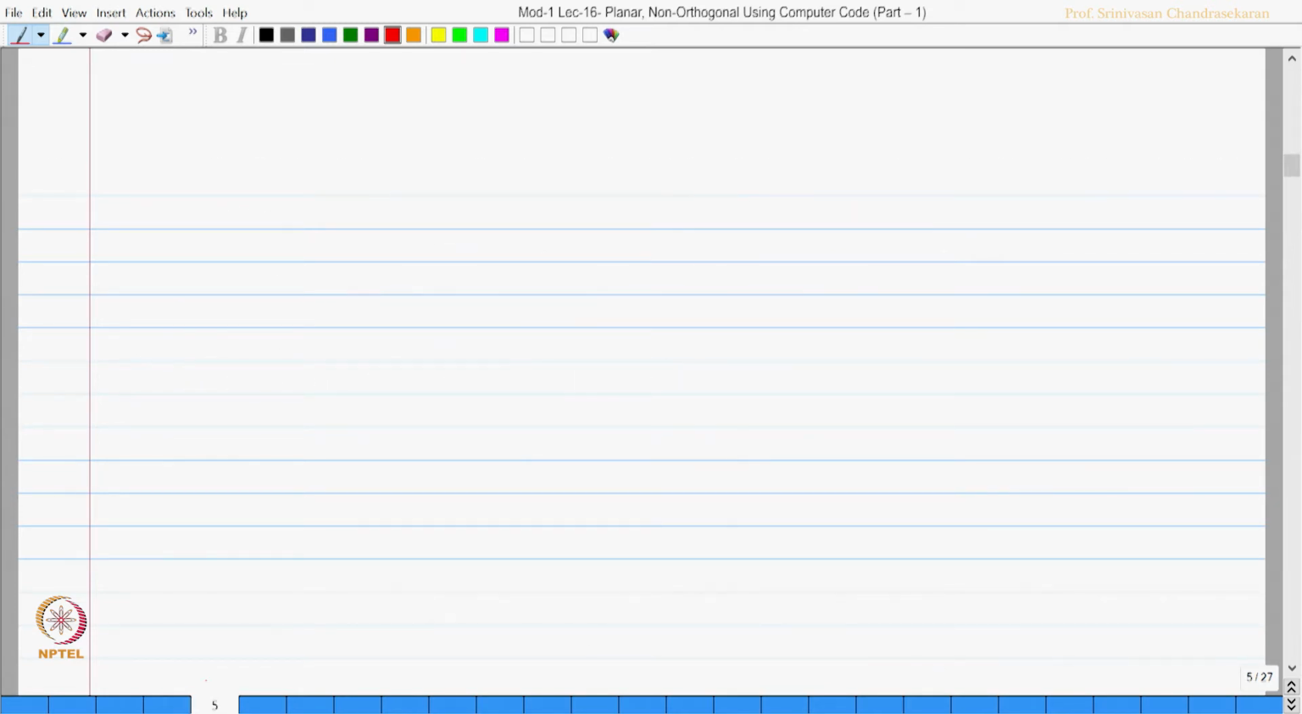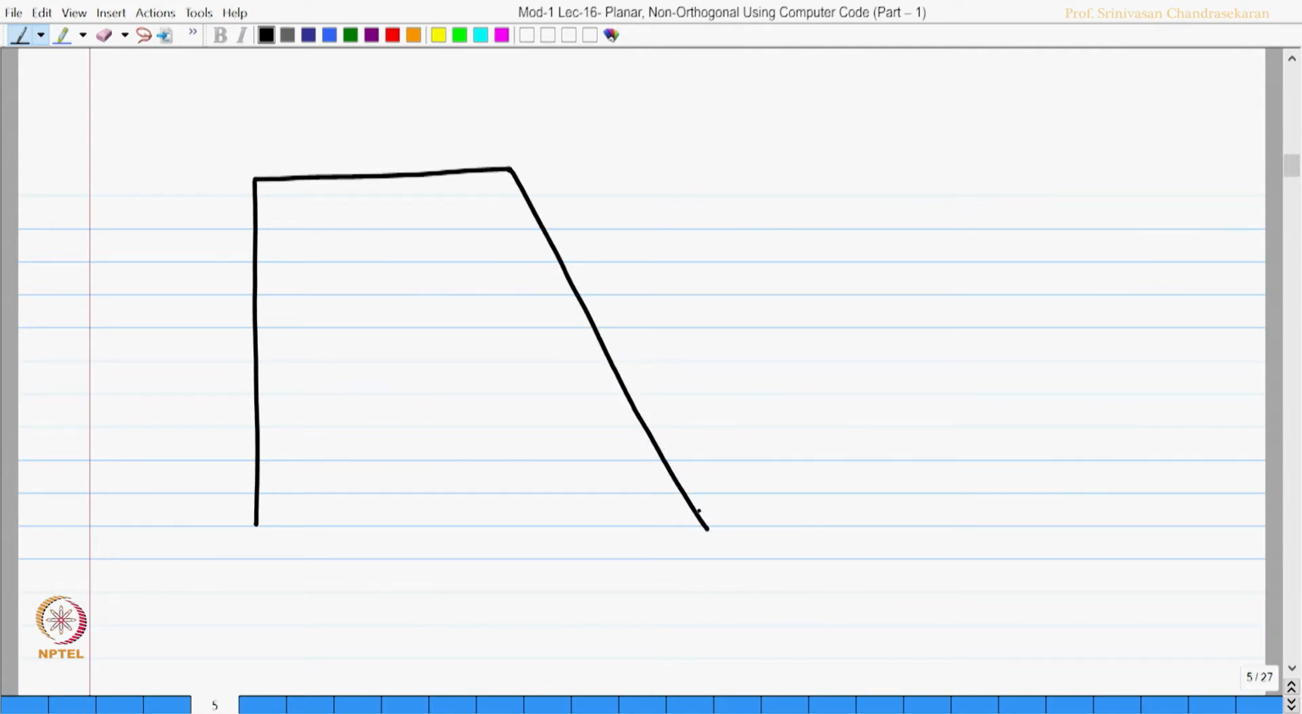Let us take an example which I am marking here. I am taking a similar example which creates some similarity with the existing code, so it is easy for you to follow.